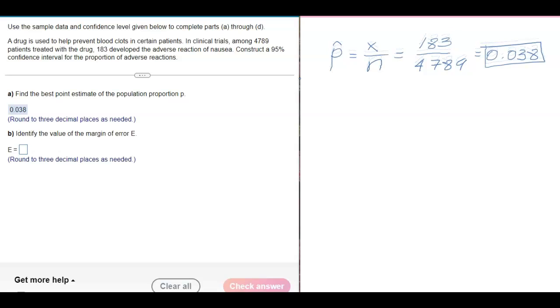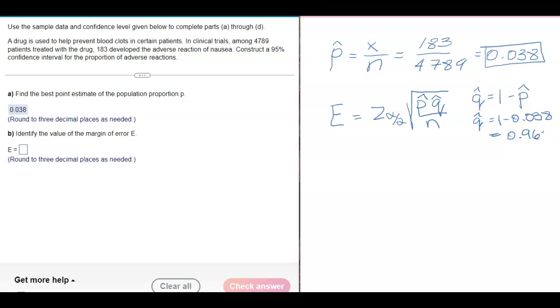The formula to find the margin error E is E equal Z of alpha over 2 times square root of P hat times Q hat divided by N. We know P hat is 0.038. To find Q hat, we simply subtract P hat from 1. Q hat is equal 1 minus 0.038 is equal 0.962. And we also know N, the total number of patients. We just need to find Z of alpha over 2.